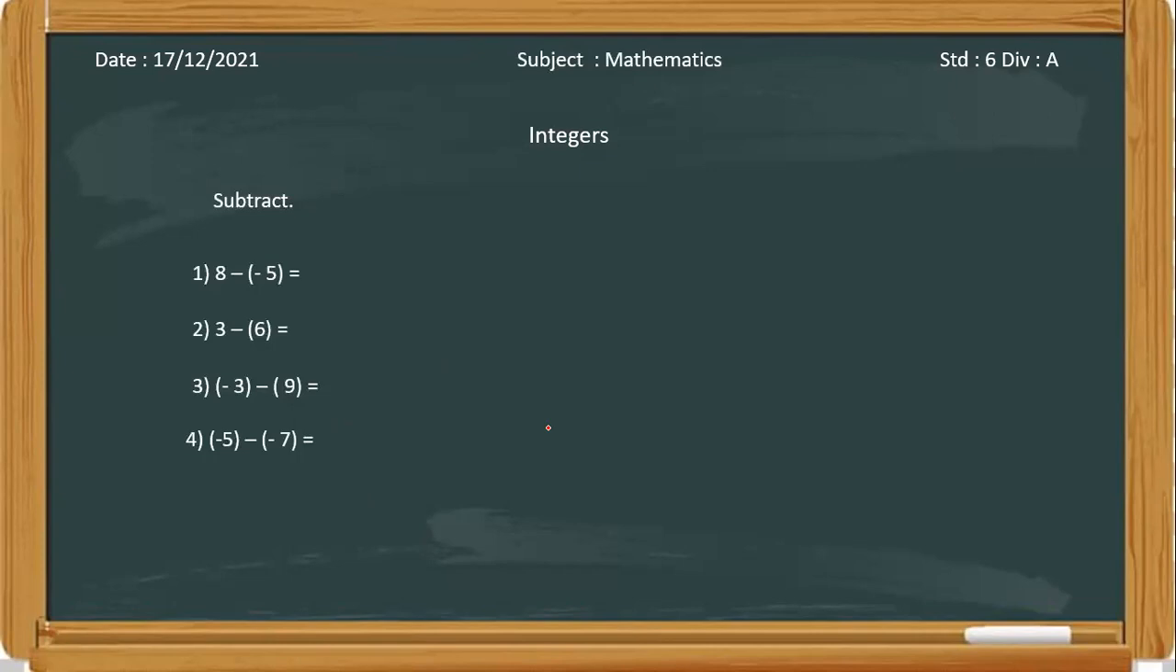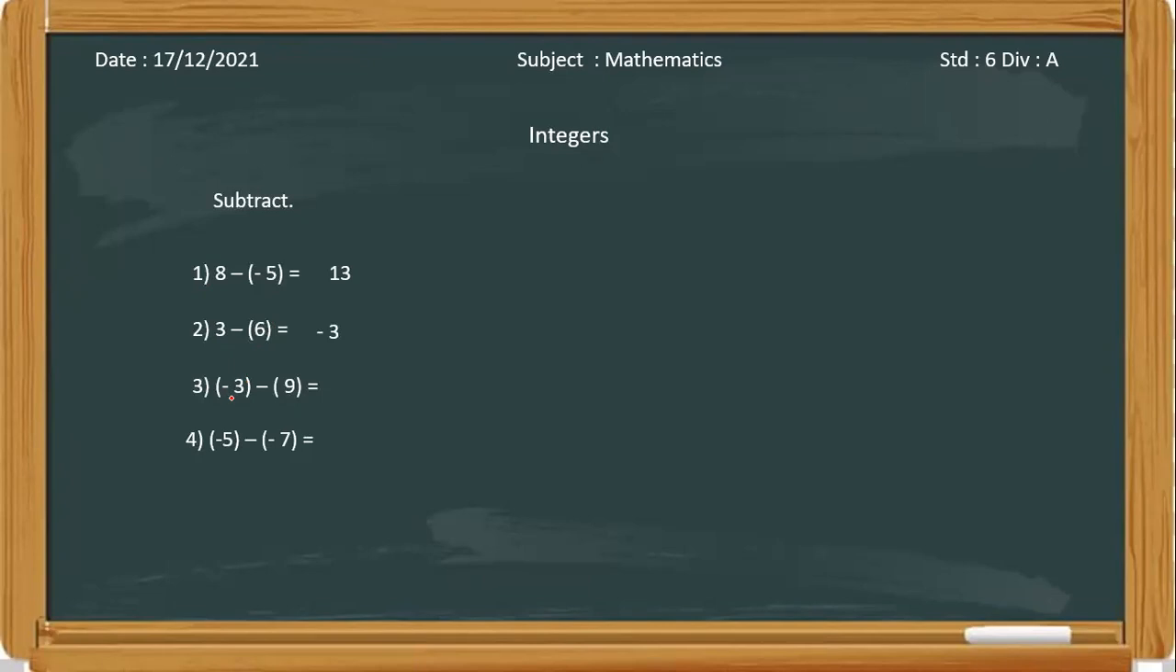So what will be the answer of the first one? 8 minus -5. 8 plus 5. Yes, 8 plus 5, which is plus 13. Okay. The next one is 3 minus 6. Here, this 6 has a positive sign. So what will be the answer? Minus 3. Right. Okay.